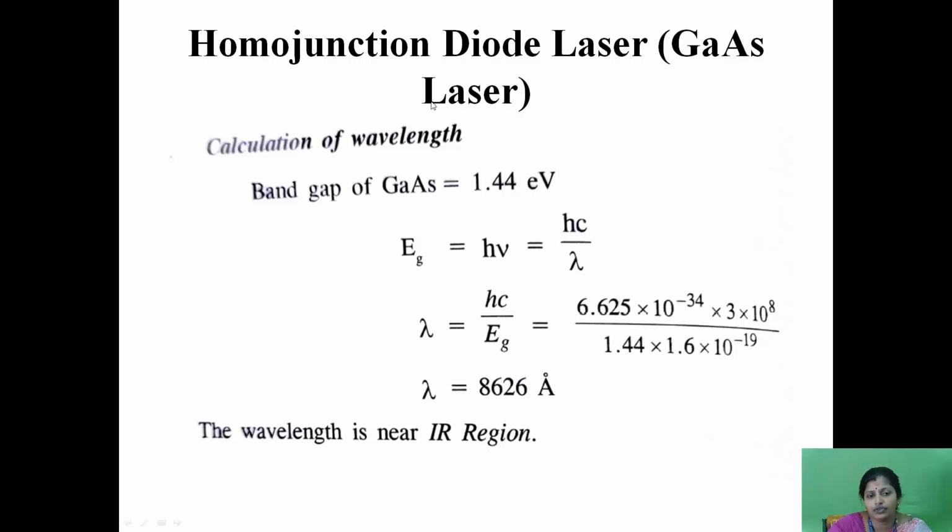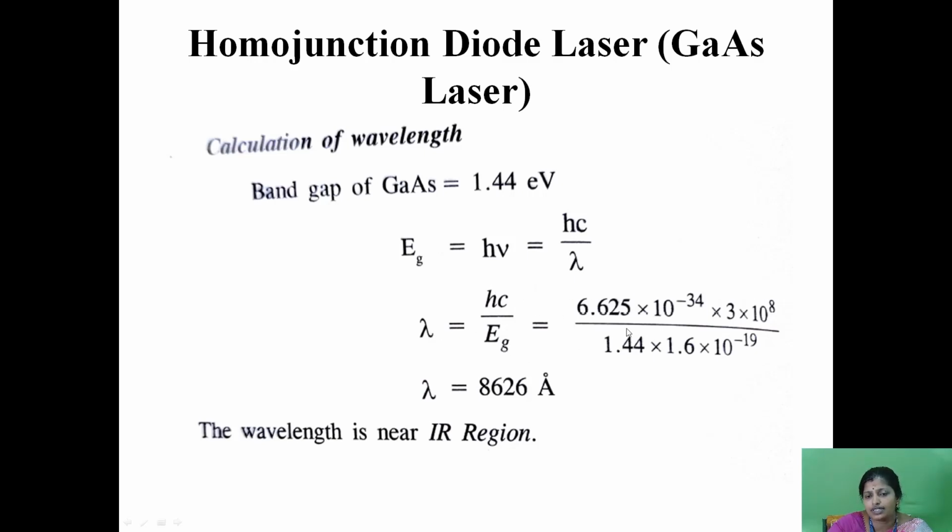Finally, we have to calculate the wavelength of this homojunction diode laser. The band gap of gallium arsenide is 1.44 electron volt. The forbidden energy gap Eg equals h nu, where h is Planck's constant and nu is the frequency of radiation, nu equals c by lambda, so Eg equals hc divided by lambda. Lambda can be found as lambda equals hc by Eg.